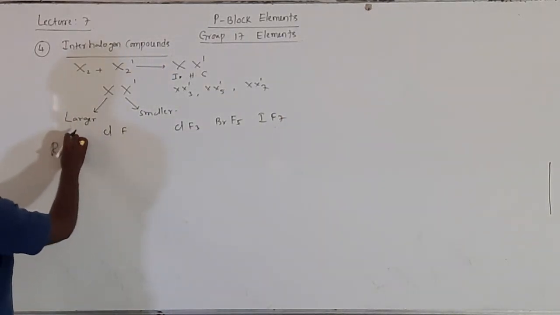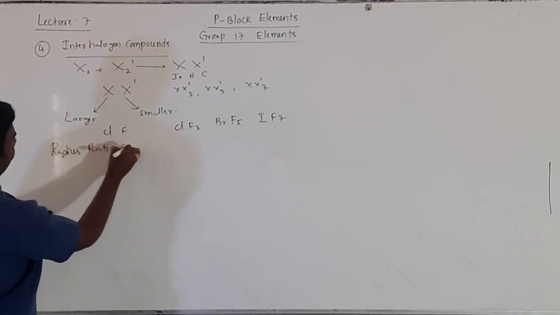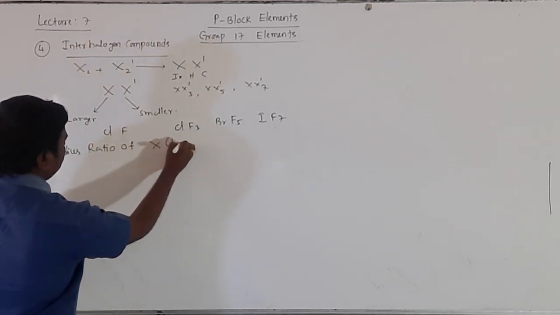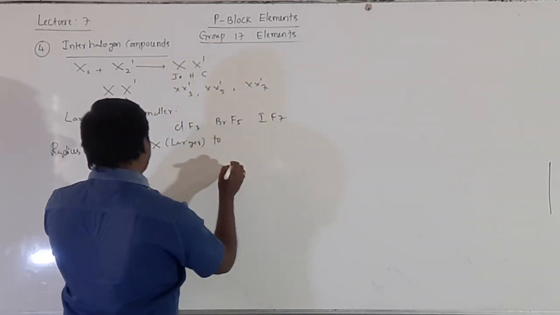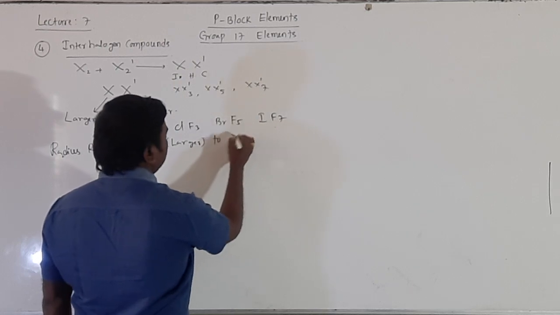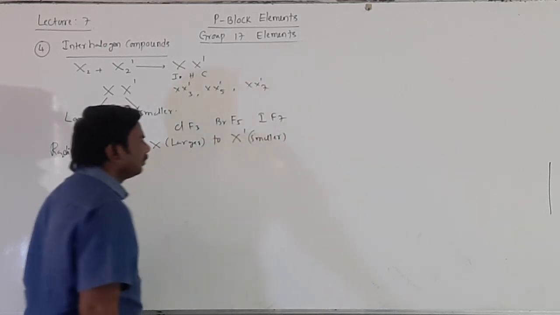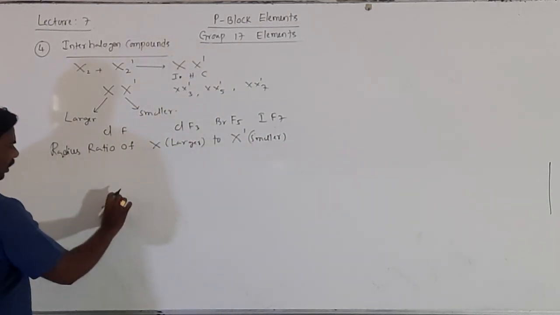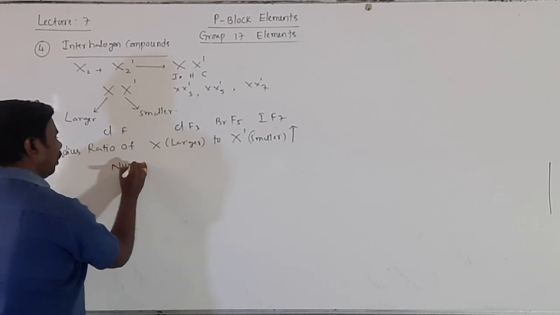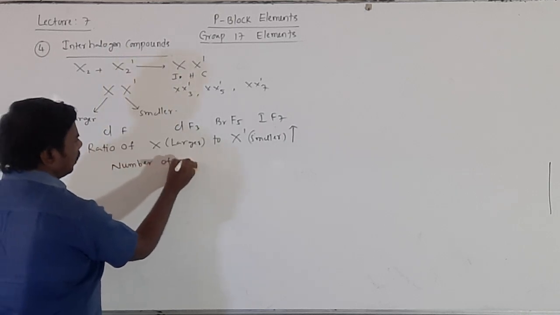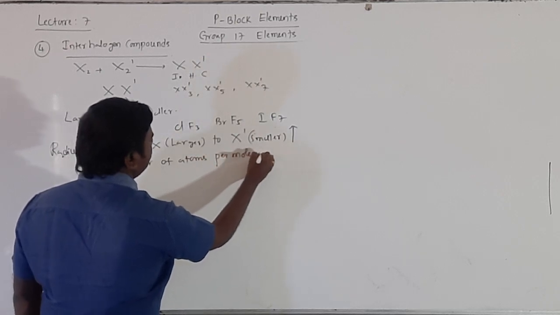Radius ratio of X, the larger, to X', the smaller halogen. As the radius ratio increases, the number of atoms per molecule increases.